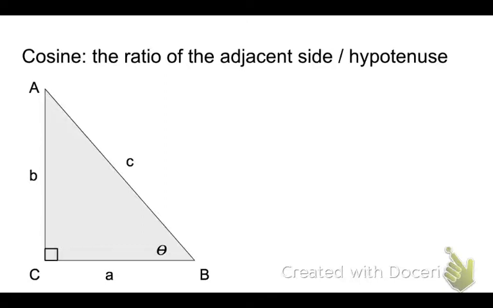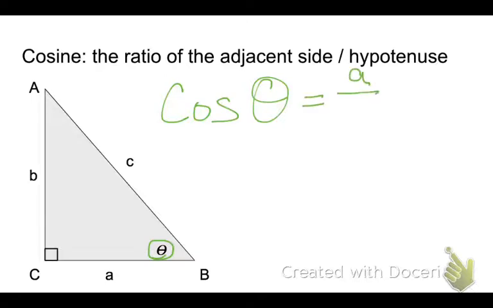Next is cosine. Again, cosine is the adjacent side over the hypotenuse. So my theta is still down here in the corner. Cosine, of course, is abbreviated COS. So cosine theta equals adjacent over hypotenuse. So the adjacent side over the hypotenuse.